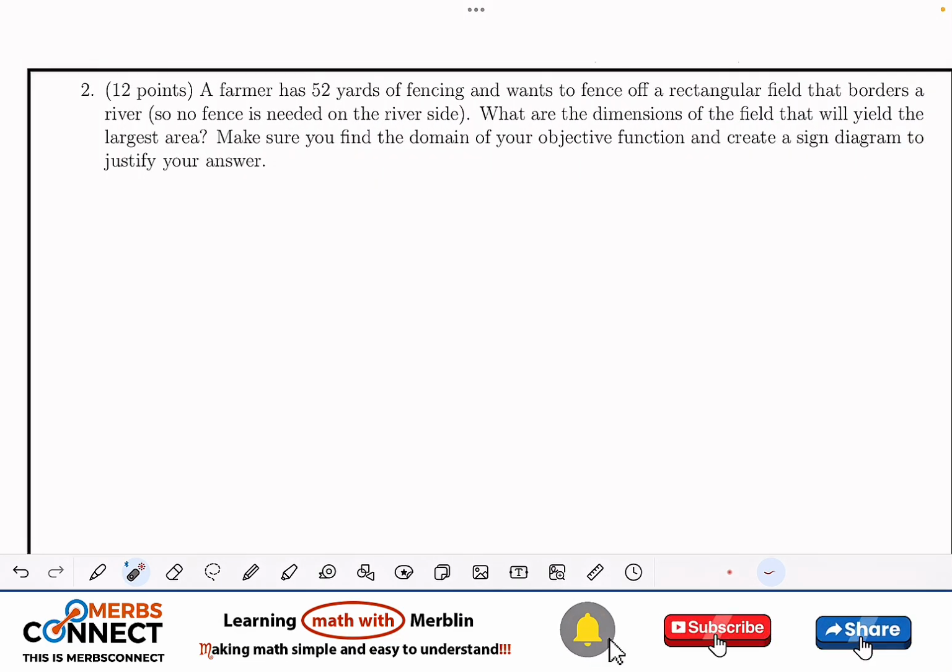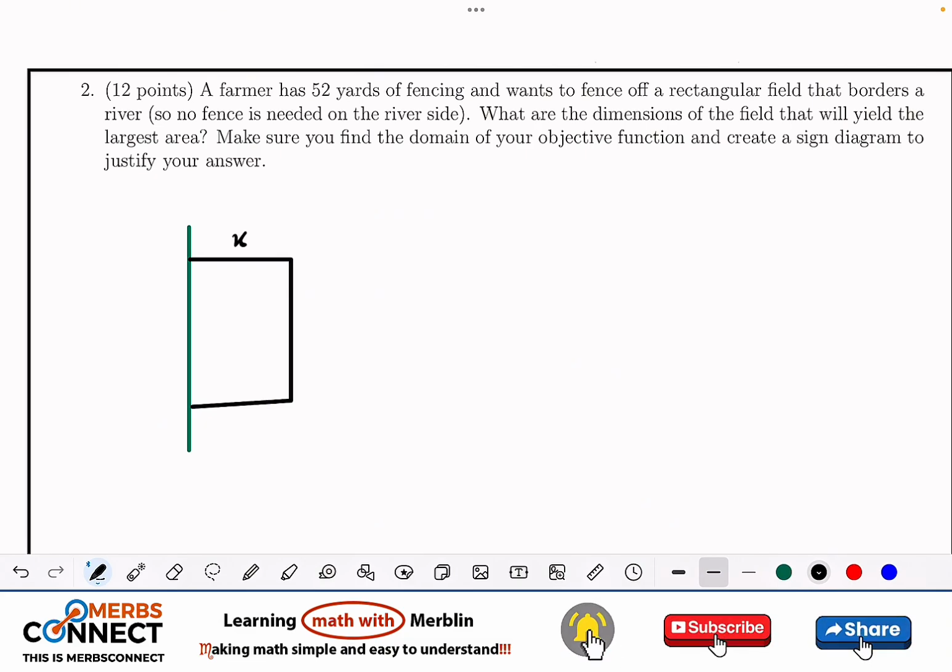Good. Now let's look at this one. A farmer has 52 yards of fencing, and he wants to fence off a rectangular area, so that's kind of like this one. So one side is like a river. So let's assume that this is my river here, right? Okay. And then we want to fence the rest. So the one that we are going to fence is the one with the black. So we are having something like this. So let's assume that this is x, and this is y, right?